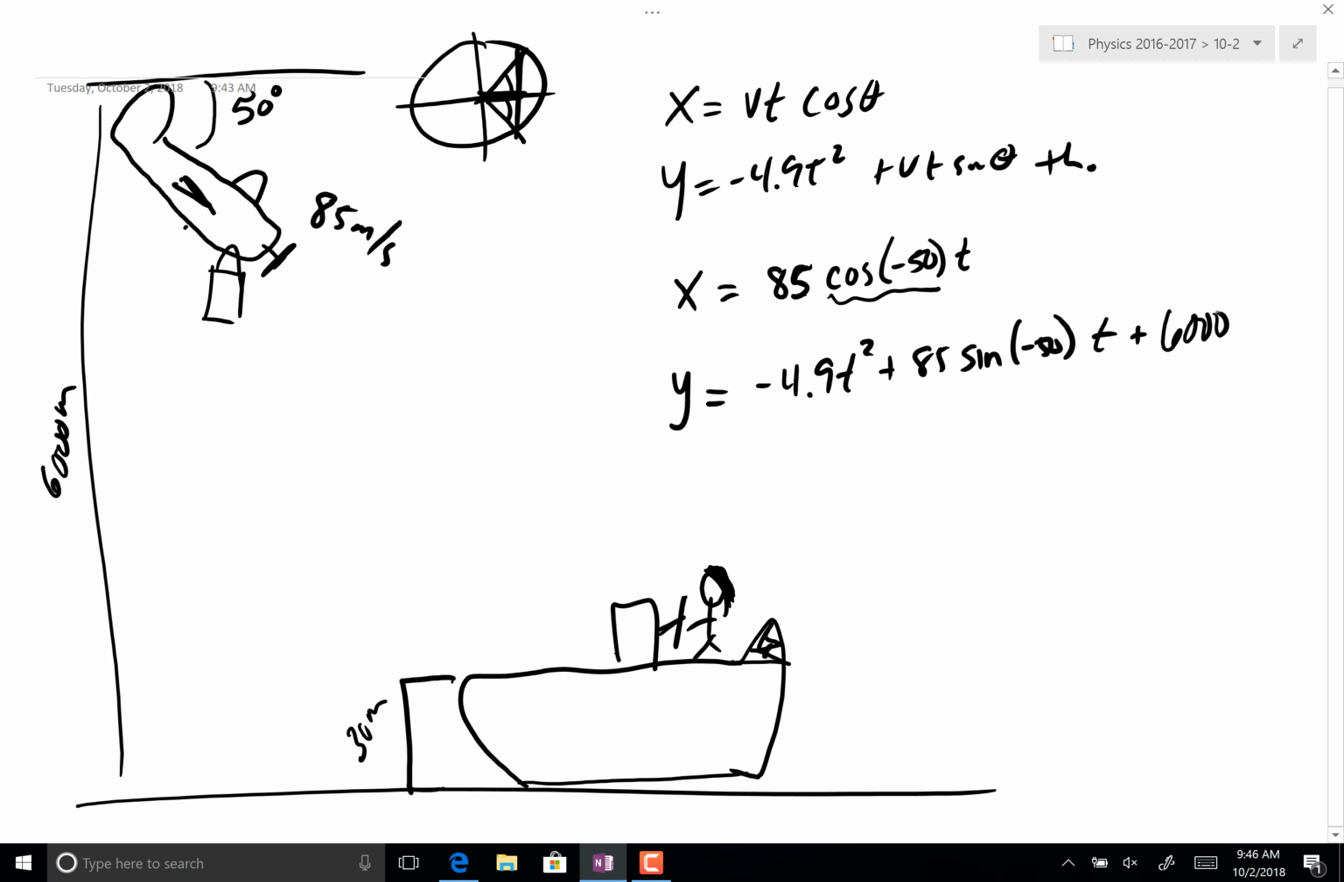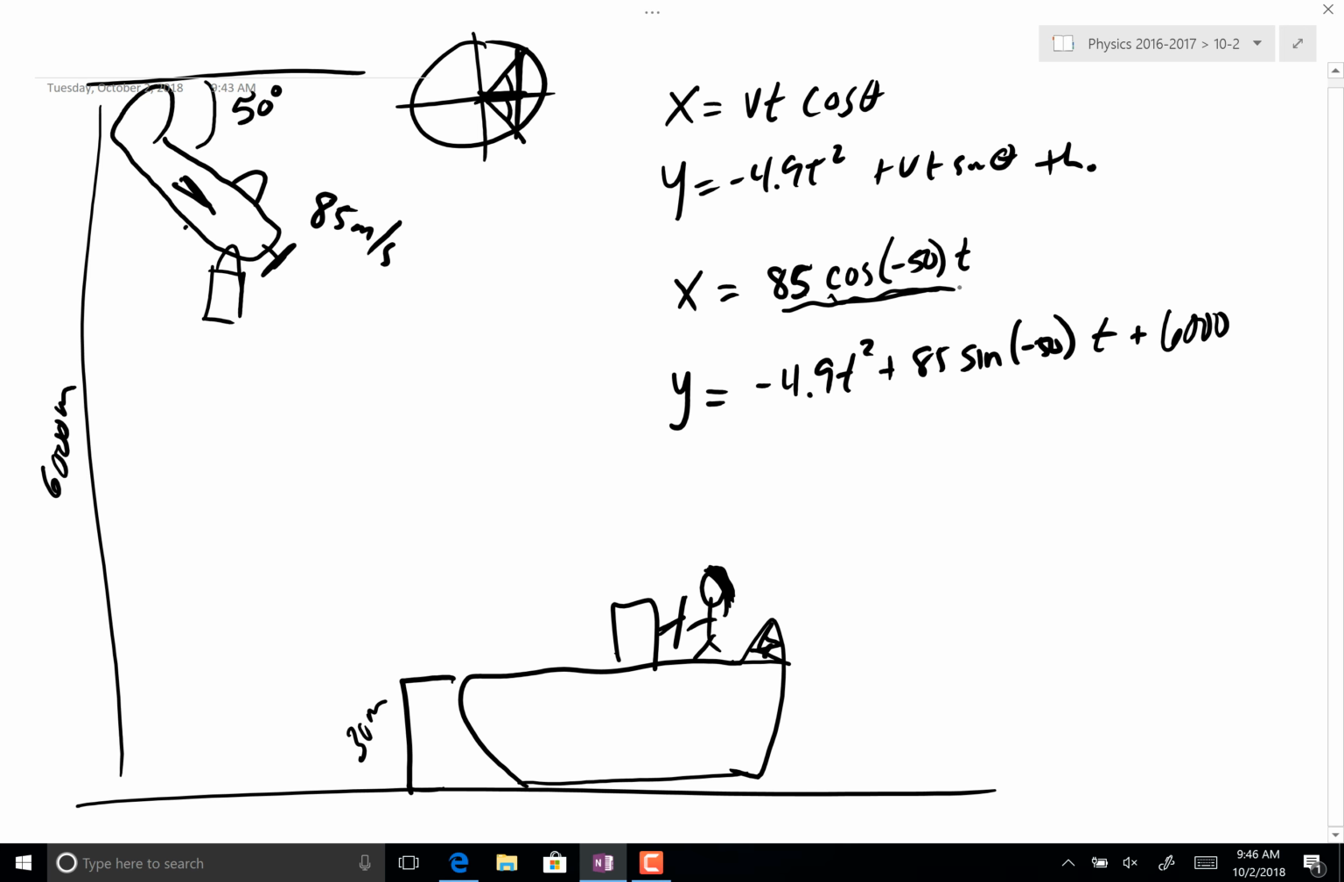The sine of negative 50 is a negative number, right? And so the idea here is the sine of negative 50, that's because you came down on this one and this one you went up. They have opposite signs on their sines. Yes? And so this one is coming down. Initially it had negative velocity. So give me some numbers.